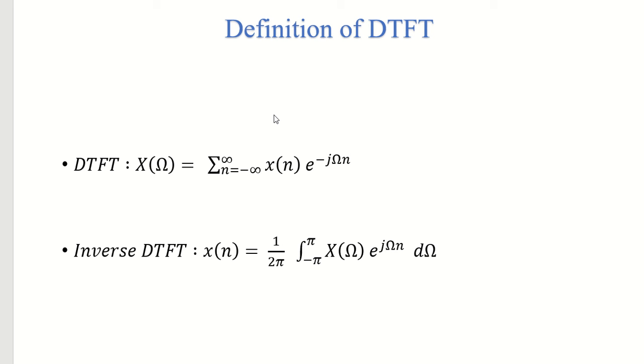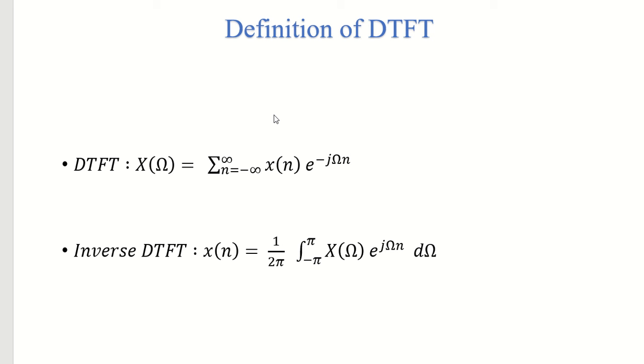Also, if I want to calculate the DTFT of a periodic signal, I can calculate that as well. And the spectrum of this periodic signal will be discrete this time. And why is that? It is because periodic signals will always have a discrete spectrum.